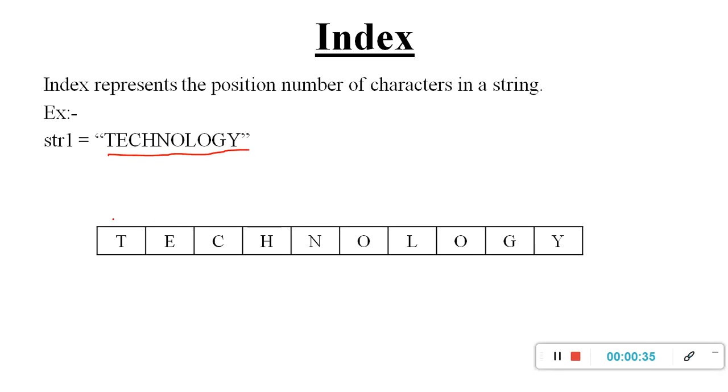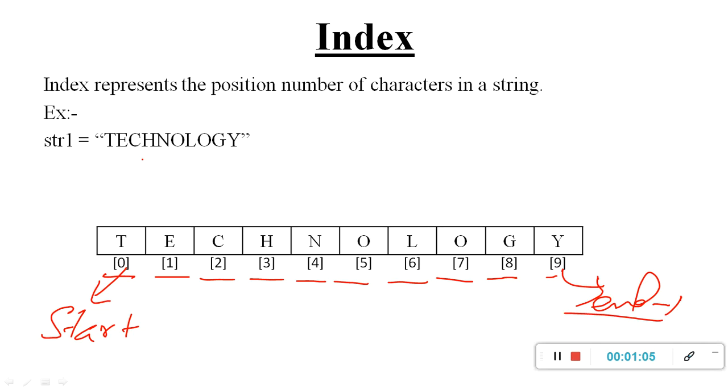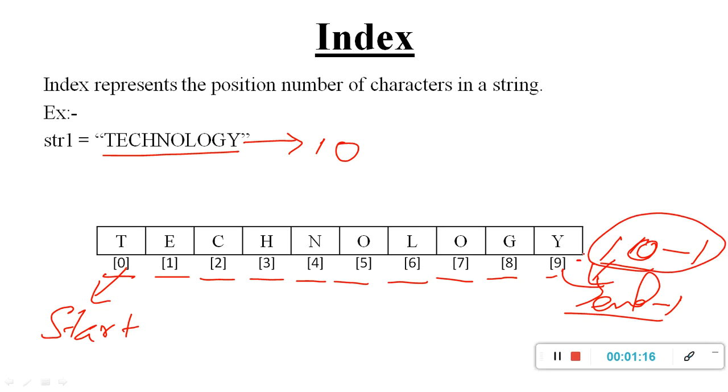Now see the index. In memory, it will be like that. T in the first, E, C, H, like that. It will keep continuing. So what will be the index? Let's see the index. You can see here 0, 1, 2, 3, 4, 5, 6, 7, 8, 9. This means the starting value will always be 0 and the end value will be n minus 1. That means if we count, the total number of letters here is 10. So this will be 10 minus 1, that is 9.